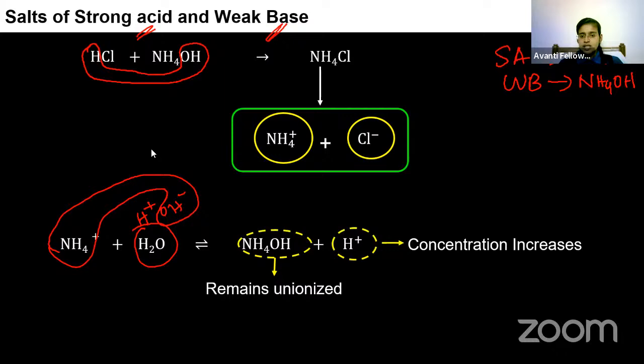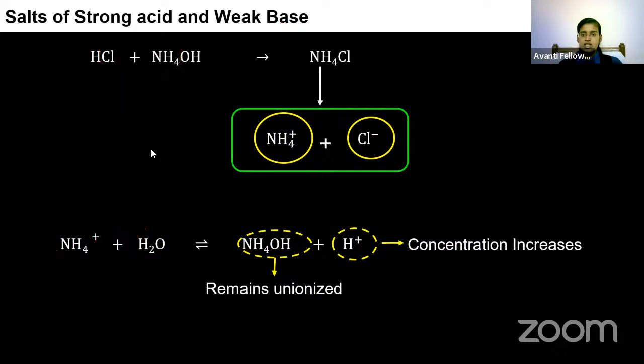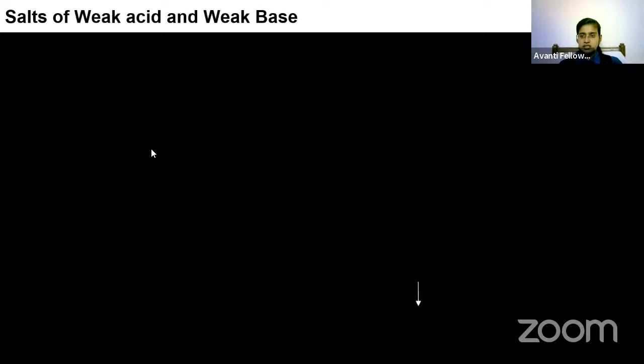Okay. So why will this NH4OH remain unionized? Because it is a weak base. So it's partial dissociation. So it remains unionized. But the H plus concentration will increase in the system. Got it? Now we will enter into the last combination, weak acid and weak base.